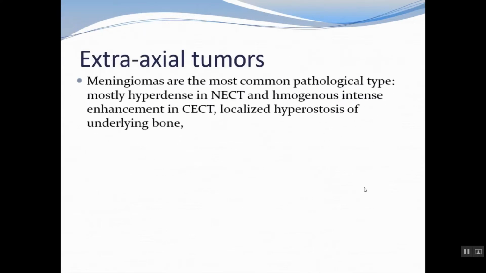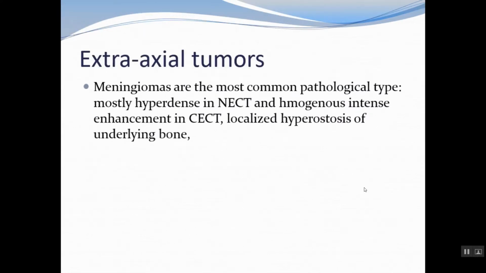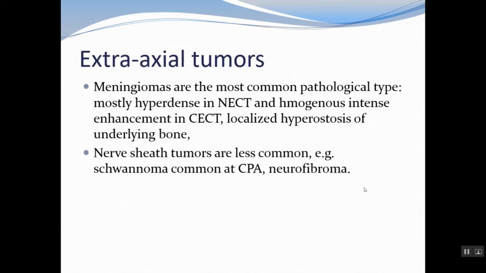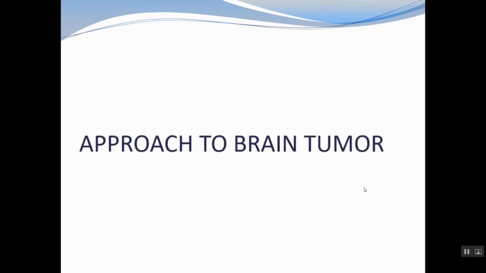Among the extraaxial tumors, meningioma is the most common pathological type, mostly hyperdense on non-enhanced CT, with homogeneous intense enhancement on contrast enhanced CT. There is localized hyperostosis of the underlying bone. Nerve sheath tumors are less common, like schwannoma, common at the cerebellopontine angle, and neurofibroma. Metastasis is less common than the intraaxial ones.